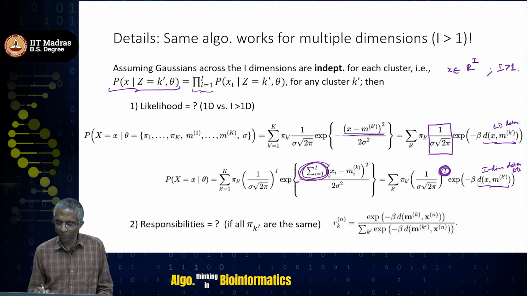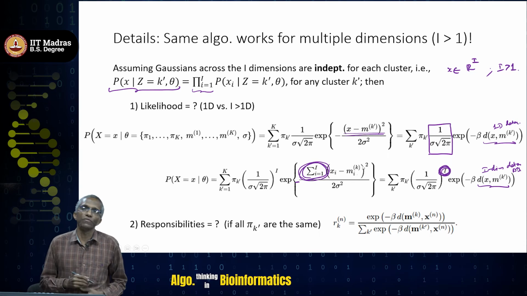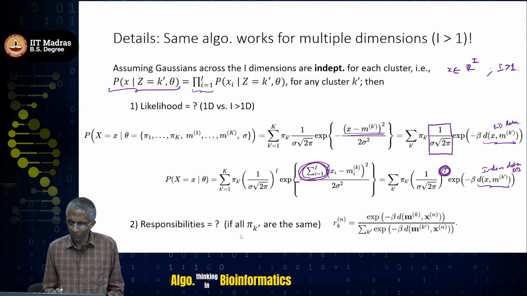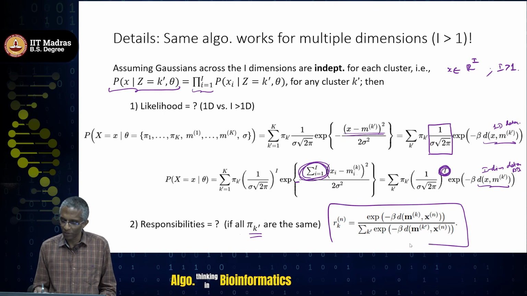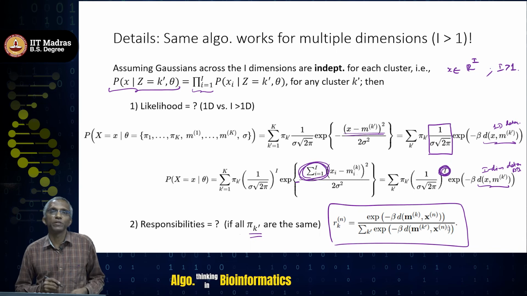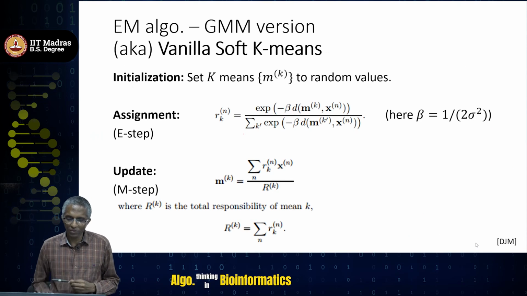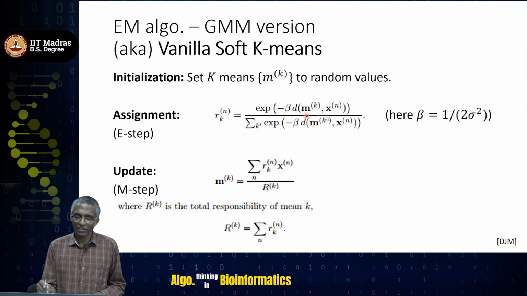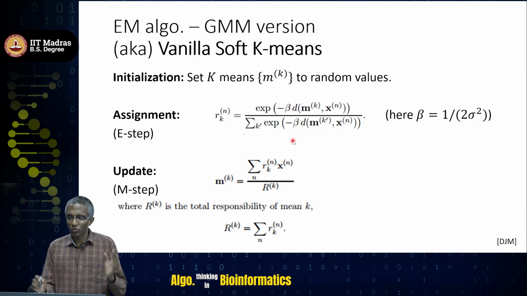Where you are just summing over all the dimensions and doing the squared difference between xi and mi of k. Okay, everything else remains the same. So it beautifully extends to I greater than 1 dimension. You don't have to change anything at all. Again, if you make the simplifying assumption that pi k prime are all the same, then your Rk of n remains the same formula. It is simply e to the minus beta d of m of k comma x n divided by the sum over k prime of e to the minus beta d of m of k prime comma x of n. So this same algorithm that we just saw for one dimension, derived using the assumption of one dimension, applies exactly for I greater than 1, more than 1 dimension also.